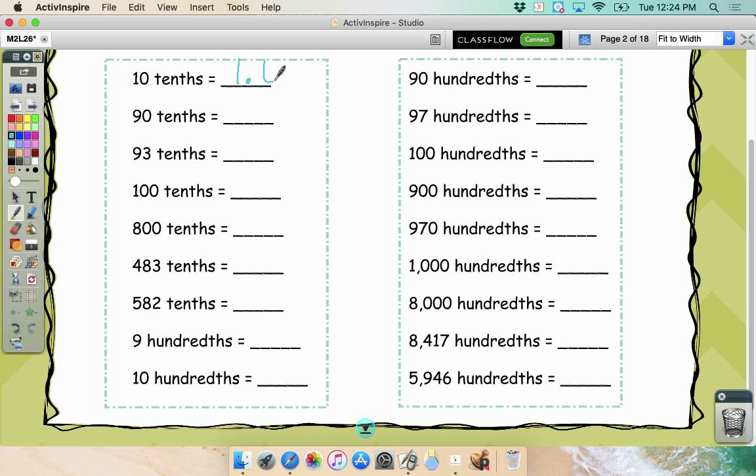1. 1.0. But what can I erase? 0. Good. So what about 90 tenths? 9. 93 tenths? 93. Okay. You want to finish the rest of the tenths? Sure. And then wait and I'll get you started on the hundredths. Then look up and check yours with mine.